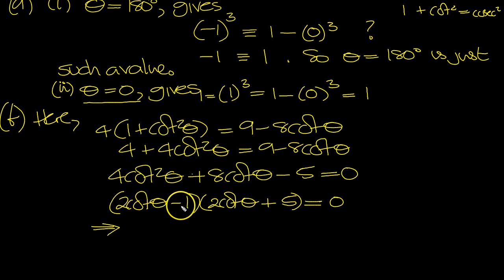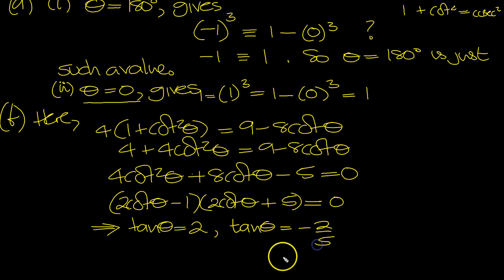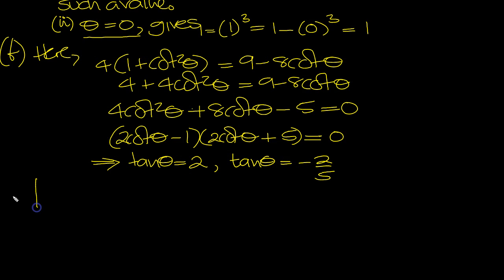This one tells us that cot theta is a half, doesn't it? So tan theta is 2. So write that down straight away. And this one says cot theta is minus 5 over 2. So tan theta is equal to minus 2/5. So let's just double check that. This one says cot theta is a half, so tan theta is 2 then. Invert the fraction. Cot theta is minus 5/2, so tan theta will be minus 2/5. That's it. This is now a standard thing.